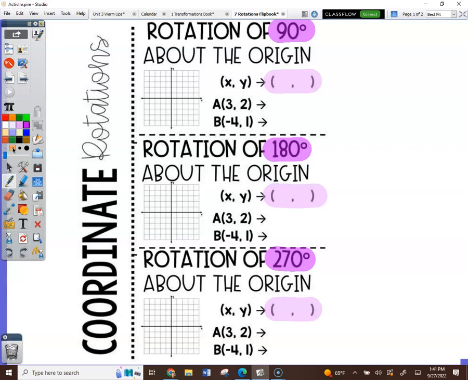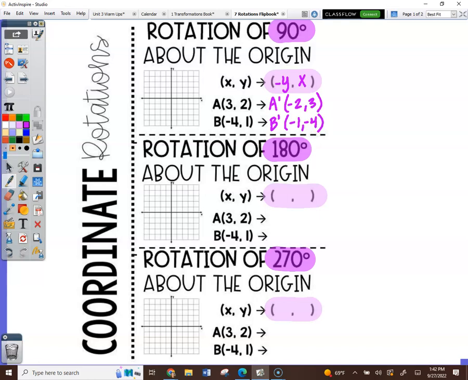So you have to think to yourself, positive X, positive Y, going 90 counter. So it's gonna go that way, which makes it, read from the horizontal, negative Y, positive X. Which means flip the sign of the Y and then switch the two values. So A prime would be negative 2, 3, and B prime negative 1, negative 4.